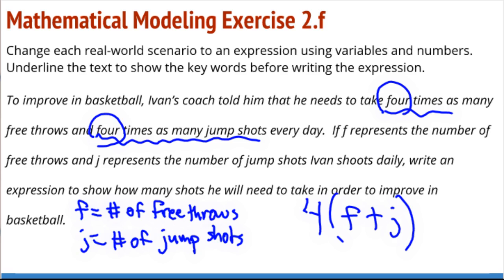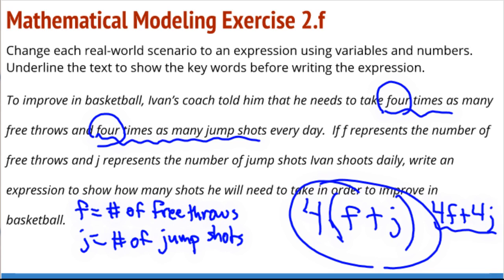Now, it's very possible that you wrote the expression 4F plus 4J. This is mathematically correct. It will help you find the total number of shots to take each day. However, remember we have worked on using the distributive property and factoring to write expressions in this form, the factored form, where over here we have the expanded form.